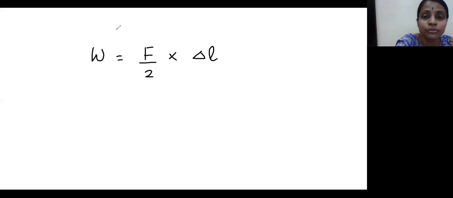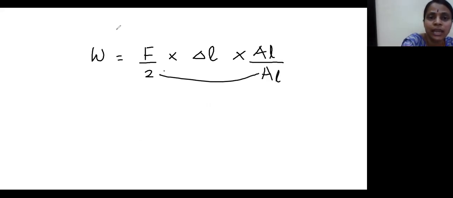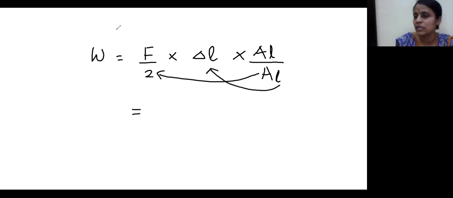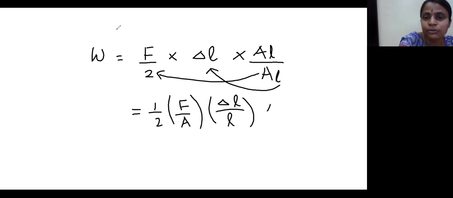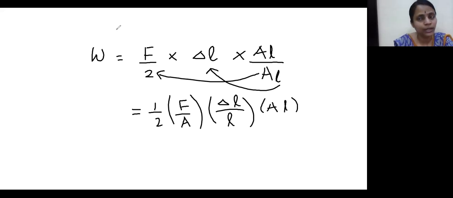Now what am I going to do? I'm simply going to multiply and divide by AL. So I'm going to shift the A here and I'm going to shift the L under here, because it is all multiplication. Multiplication is associative in nature. So I have half F by A into del L by L, into AL. Something is becoming familiar to you. Correct, children? Now, what is this work done stored as? The work done is stored as elastic potential energy. So I'm going to write it as U.